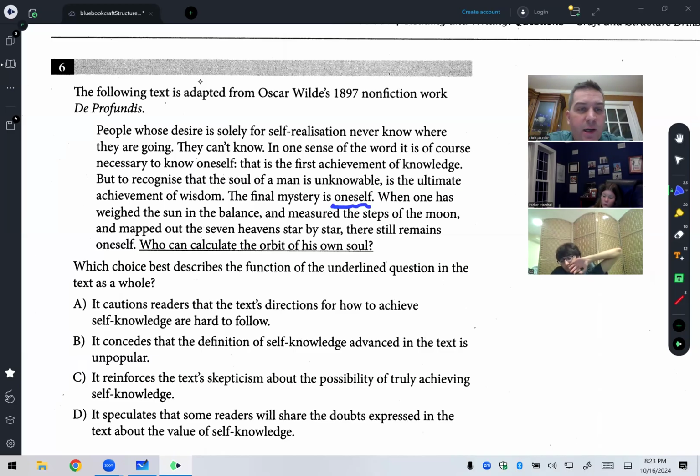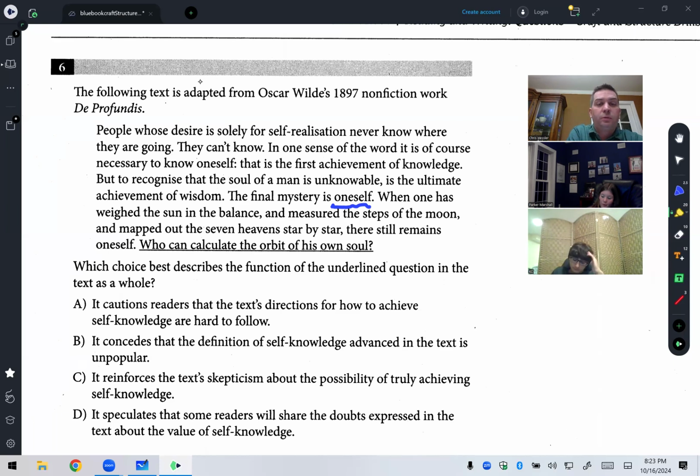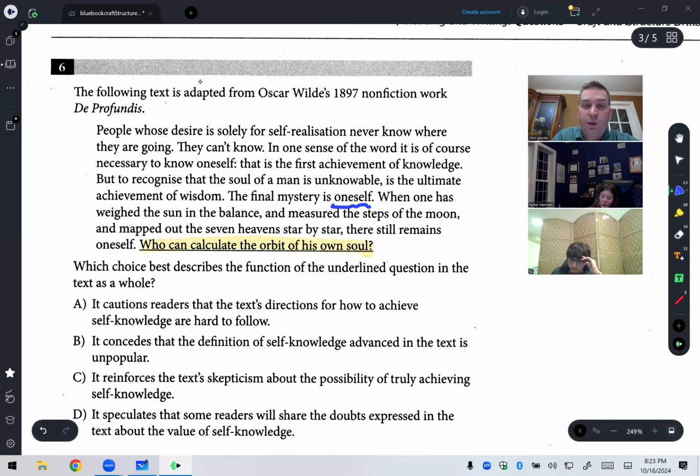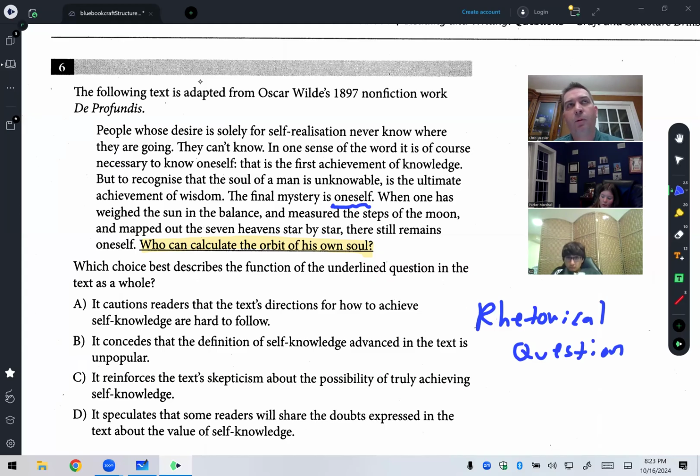When one has weighed the sun in the balance and measured the steps of the moon and mapped out the 7 heavens star by star, there still remains oneself. Who can calculate the orbit of his own soul? All right. So that's the underlined sentence. It is a rhetorical question. A rhetorical question is any question where we don't want a literal answer.